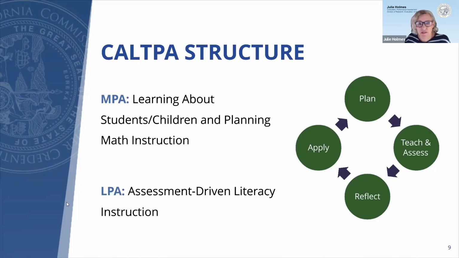And the second cycle, the literacy performance assessment, that is the assessment-driven piece. So assessment-driven literacy instruction. They are also going through the 4 steps, but they are planning 3 lessons. They are including that assessment-driven literacy instruction where they plan, teach and assess, reflect, and apply. These can be done in either order, depends on your credential program, your structure, your coursework. But again, with the MPA, that is 1 lesson, whereas LPA is 3 lessons. That includes the assessment-driven piece.